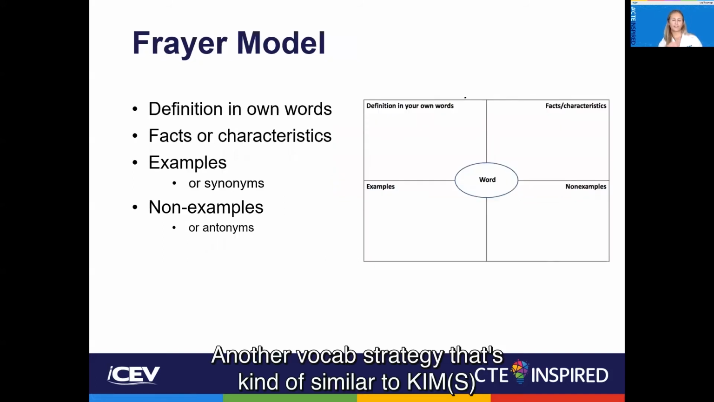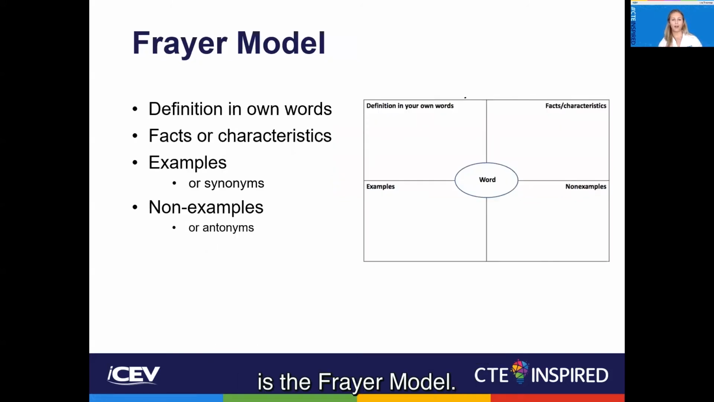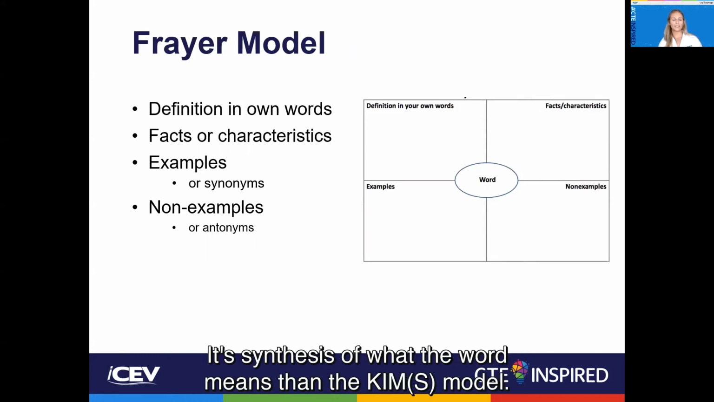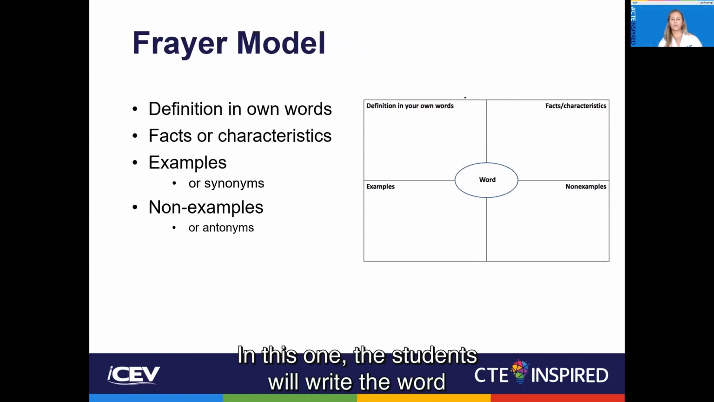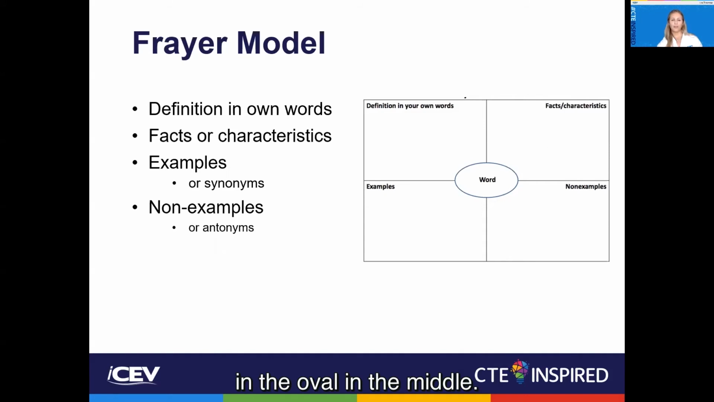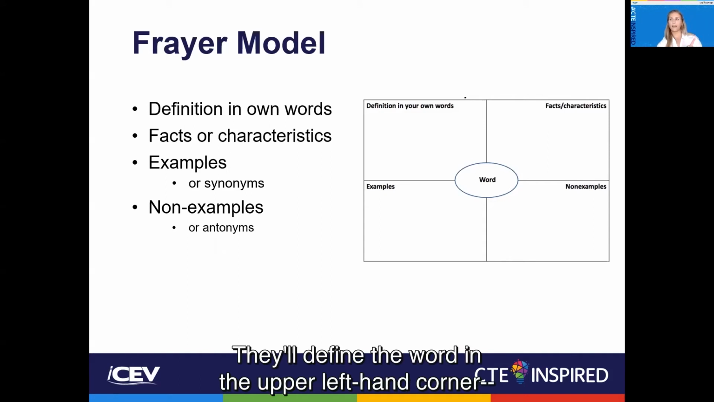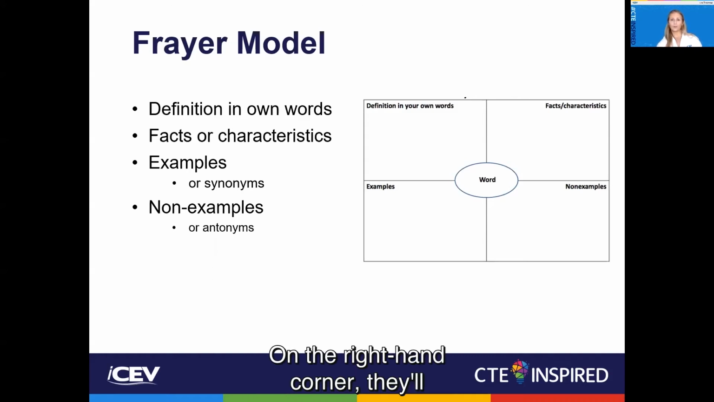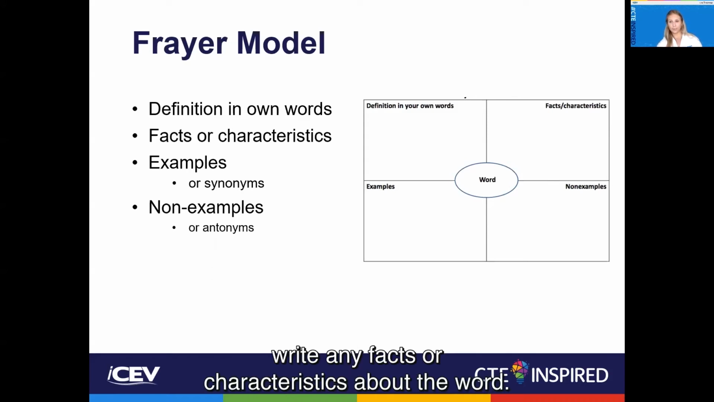Another vocab strategy that's kind of similar to KIMS is the Frayer model. Yes, it's another graphic organizer. I love graphic organizers. This method gives a little more analysis to the word and synthesis of what the word means than the KIMS model. In this one, the students will write the word in the oval in the middle. They'll define the word in the upper left-hand corner, again, in their own words. On the right-hand corner, they'll write any facts or characteristics about the word.